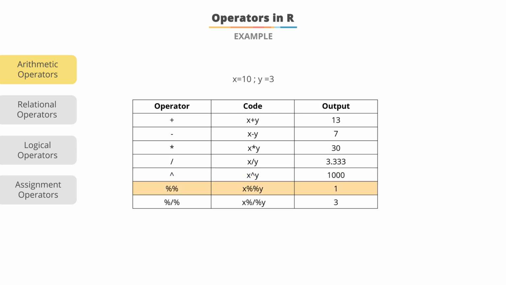Now, 10 modulus 3 shows that there's a remainder of 1, and the one below it shows that 3 goes into 10 3 times. They're mutually exclusive.